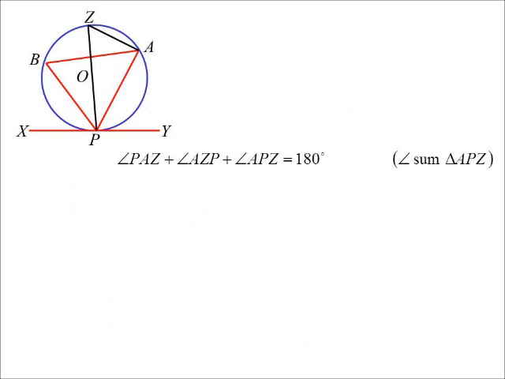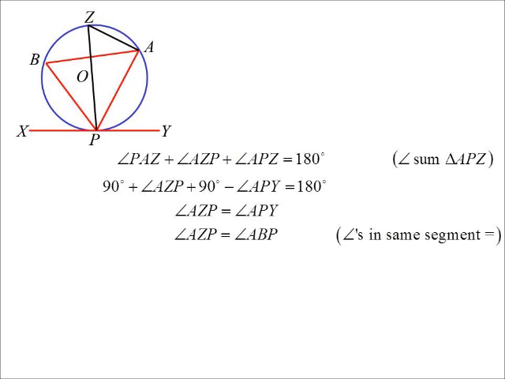Angle sum of a triangle, so PAZ, AZP, APZ, they're all going to add to 180. So subbing in what I just said for those other angles, PAZ was 90, AZP left as AZP, but APZ we said was 90 minus APY. So the two 90s and the 180 cancel, and I'm left with AZP is equal to APY. Not quite what we wanted to prove, but now I can say, well, hang on, AZP, that's the same as ABP because of angles in the same segment.